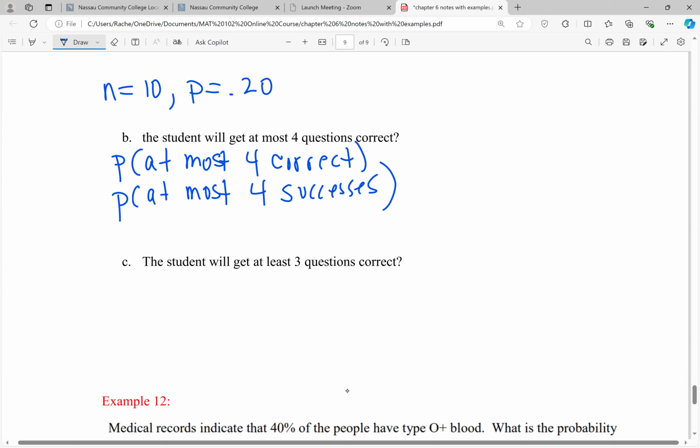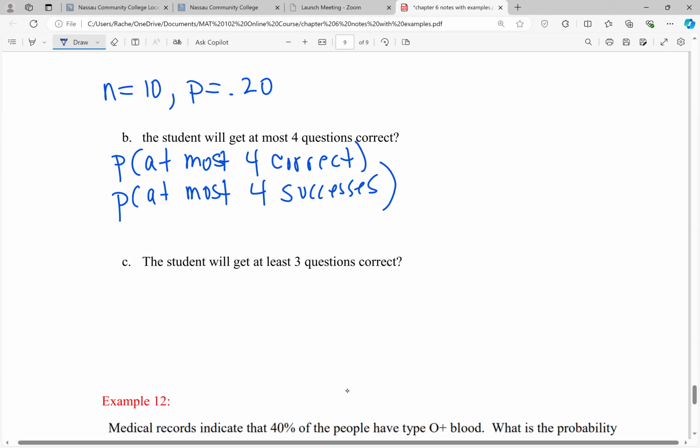And that's not the same thing as exactly 4, right? At most includes 3, 2, 1, and 0, because the most we could get is 4, but we could also get anything less. And it is possible to get 3 questions correct, only 2, only 1, or even none. So at most 4 includes 0, 1, 2, 3, and 4.